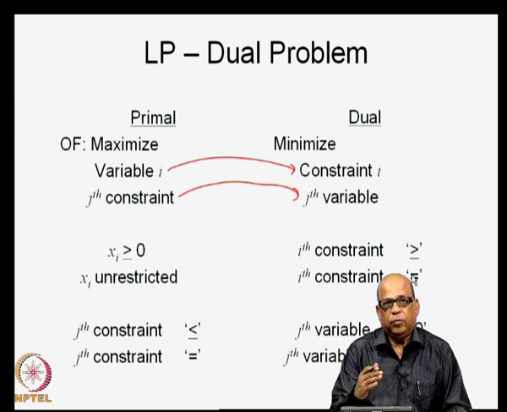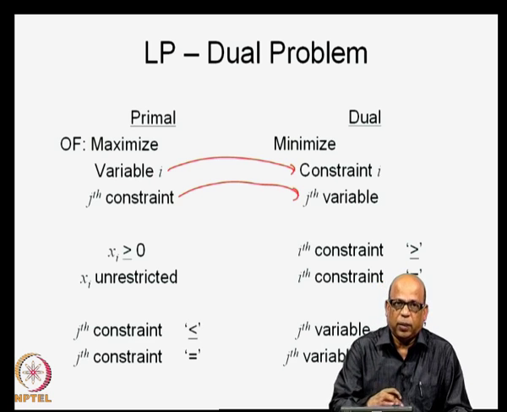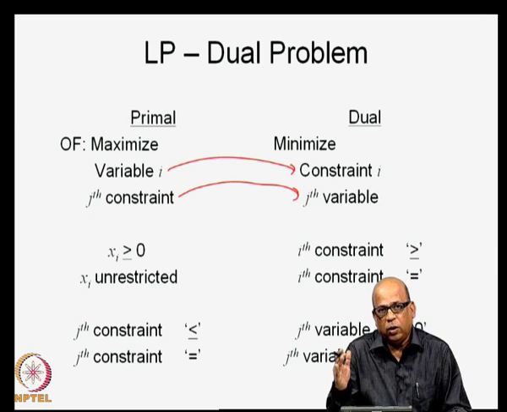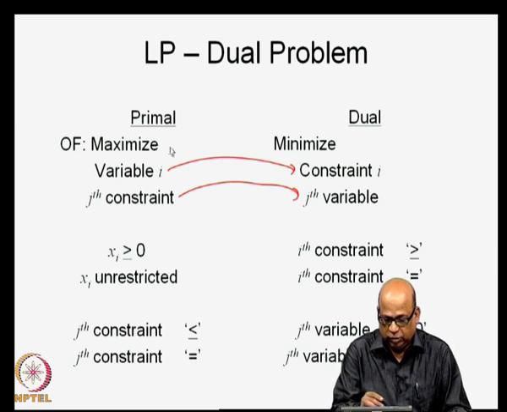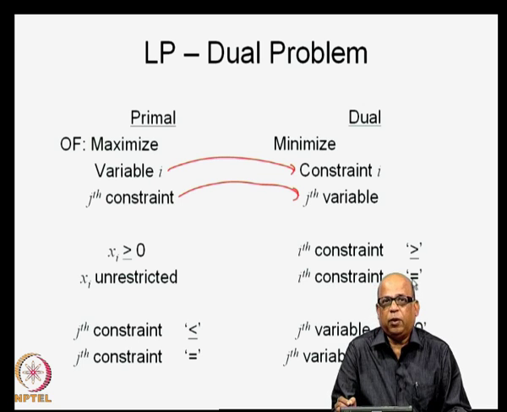So, as I said, we are starting with a maximization objective function with all less than or equal to constraints in the primal. Similarly, in the dual, we will have all greater than or equal to constraints corresponding to this particular structure of the primal problem. So, if your ith variable is unrestricted, then the ith constraint will be of equality type.